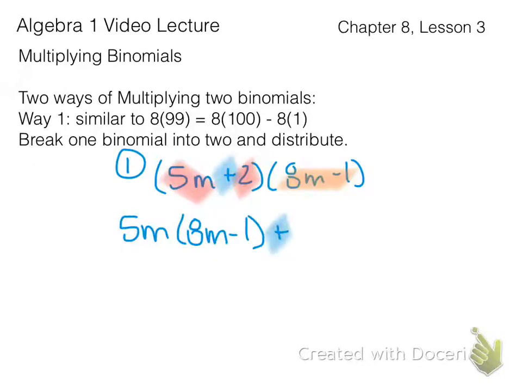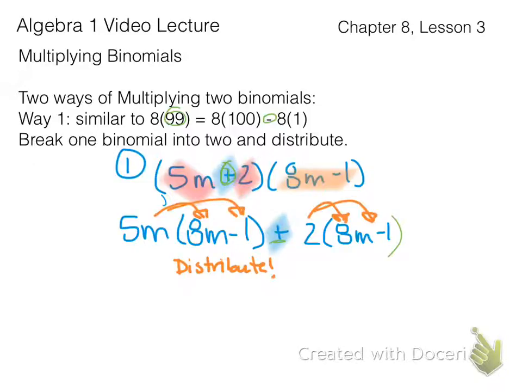So we're going to have 5m times 8m minus 1 plus, because the thing that I broke up has the plus. Since this one has a plus right here, it needs to have a plus right there. All right, and then we're going to add 2 times 8m minus 1. And there we go. Forgot the last parentheses. So let's go ahead and distribute.